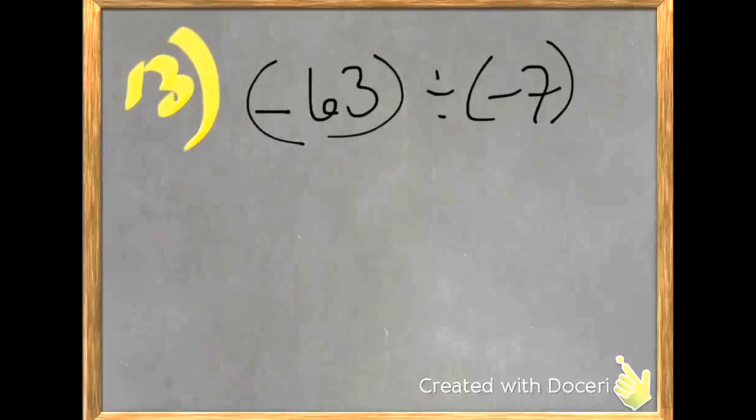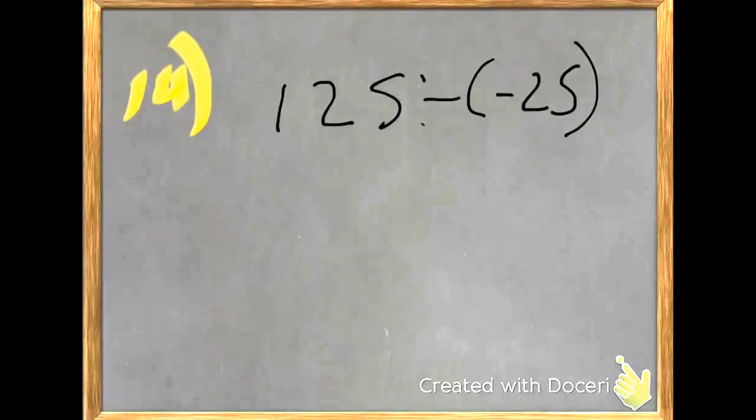Okay, this one, we have two negatives. A negative divided by a negative is going to be positive. Again, the same sign is positive. 63 divided by 7 is 9. Positive divided by a negative means our answer will be negative.